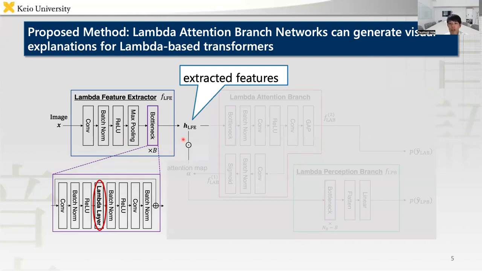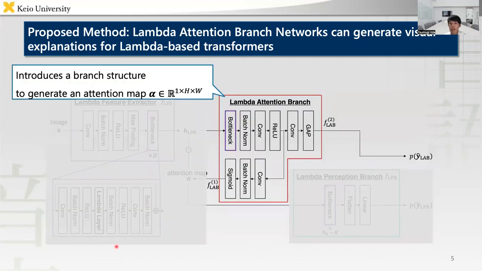The first module is the Lambda feature extractor, LFE. LFE extracts feature H from an image. The Lambda layer is part of the bottleneck layer as shown in this figure. Next is the Lambda attention branch, LAB. LAB generates an attention map of size 1 times H times W. The attention map generated by the LAB is used as a visual explanation.